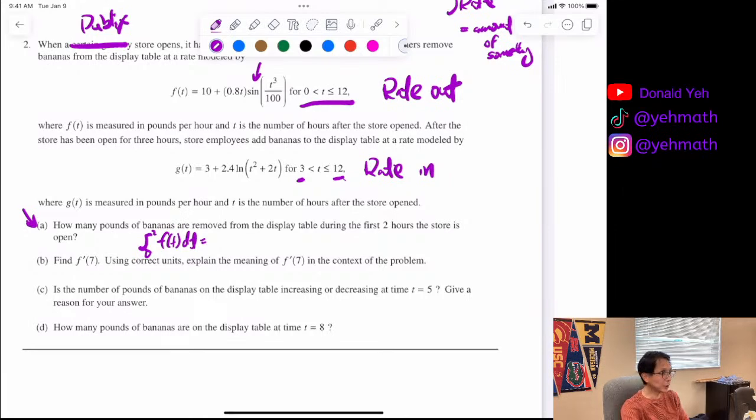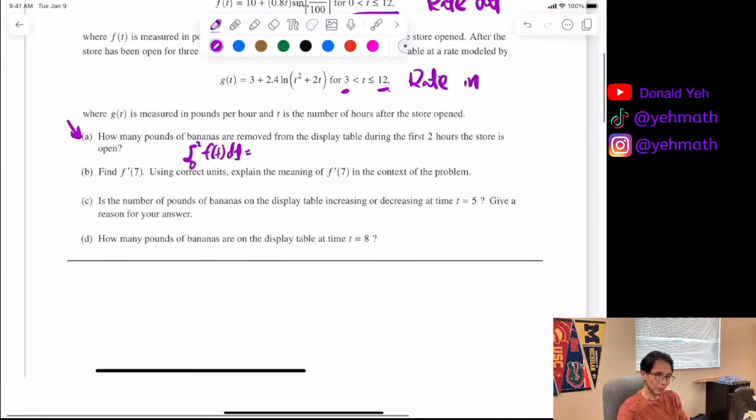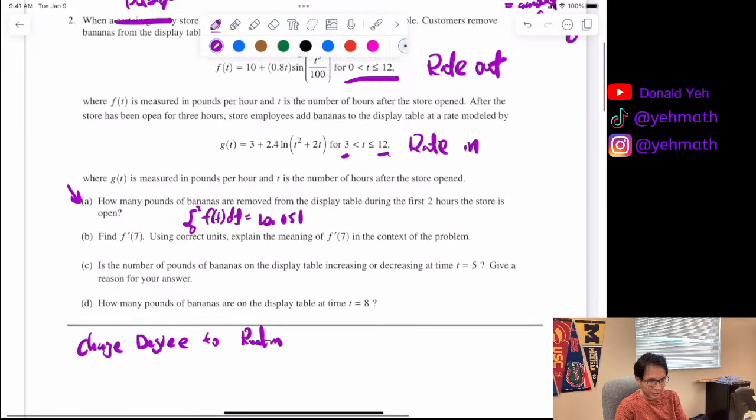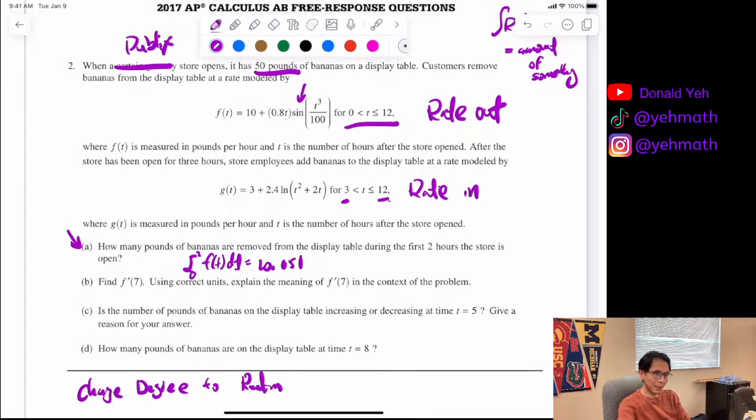For you, you need to make sure you change degrees to radians first of all. And this one you get is going to be 20 point something. 20 point what? 051, right? Yeah, 2105. Okay. They say f prime of 7. So what does that mean? That means this is a rate equation, a rate out equation.